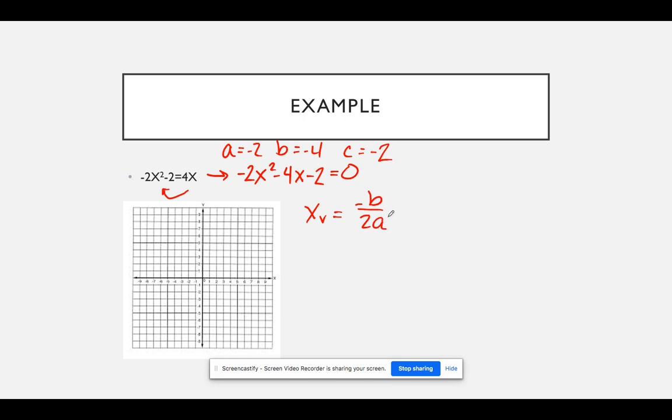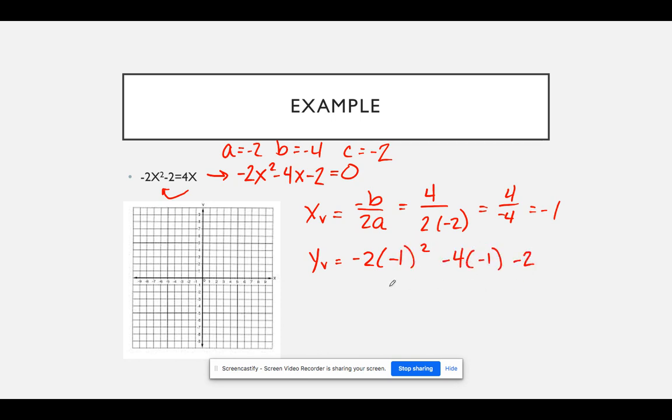The x coordinate for the vertex is the opposite of b over 2a. So that's going to be a +4 over 2 times a, which is -2. So it's 4 over -4, or -1. I want to find the y coordinate of my vertex. So I'm going to plug this into my original here. I've got -2 times -1 squared minus 4 times -1 minus 2.